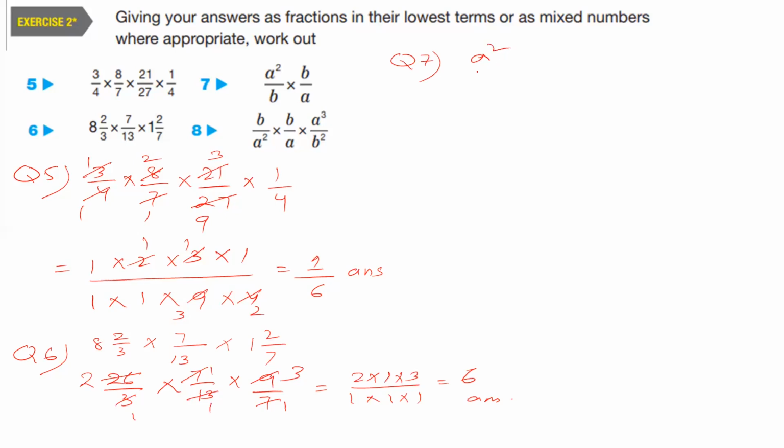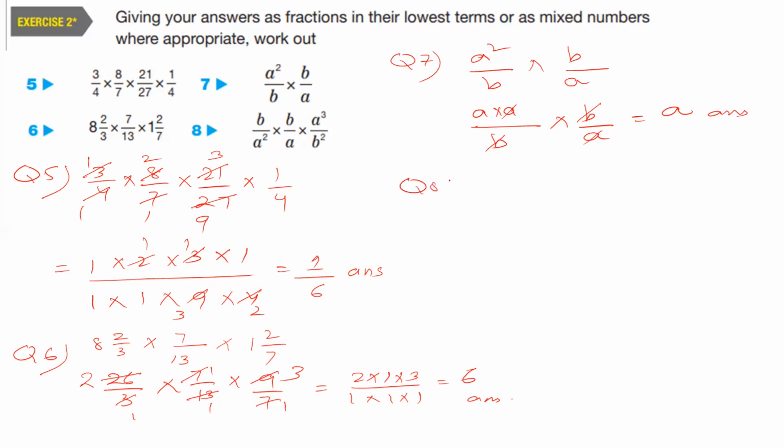A square upon B times B over A. Now we know A square is equal to A times A. When you multiply the same number, it becomes a square. So A times A over B times B over A. You see this B can cancel this B, and the A in the numerator will cancel this A in the denominator. So we are left with only A. We write here, this is your answer.